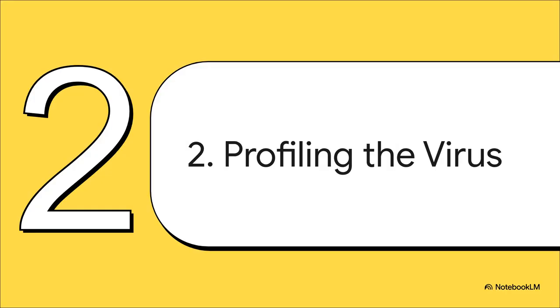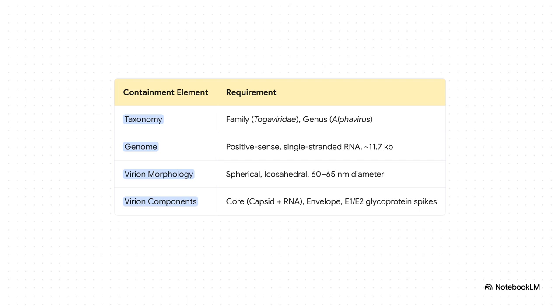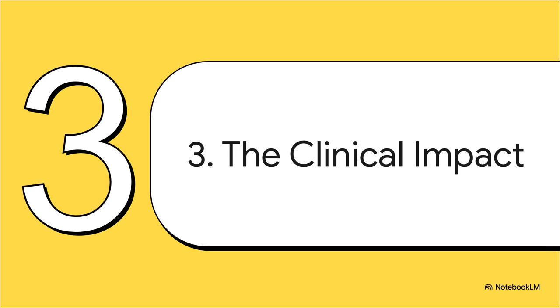Okay, so let's get into the nitty-gritty. To really understand the threat, we have to get to know the agent itself. What exactly are we dealing with on a molecular level? Think of this slide as the virus's passport. It's in the Togaviridae family, genus Alphavirus. That tells us a lot right away. We're looking at a classic Alphavirus blueprint. You've got this enveloped, spherical particle with a beautifully organized icosahedral symmetry. And inside, it's packing its weapon, a positive-sense single-stranded RNA genome. Those little E1 and E2 glycoprotein spikes you see on the surface, those are basically the keys it uses to break into our cells.